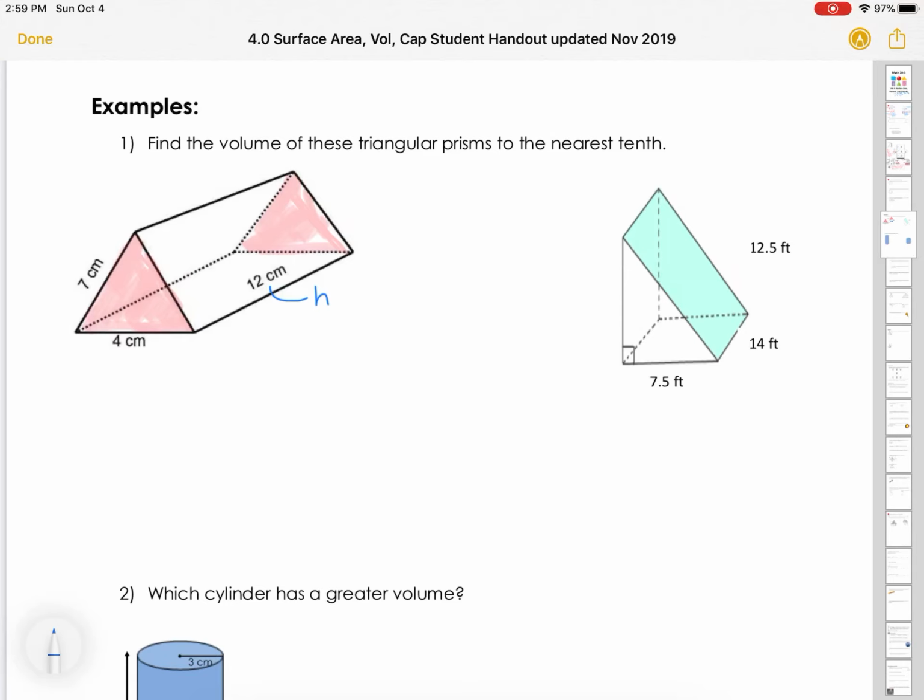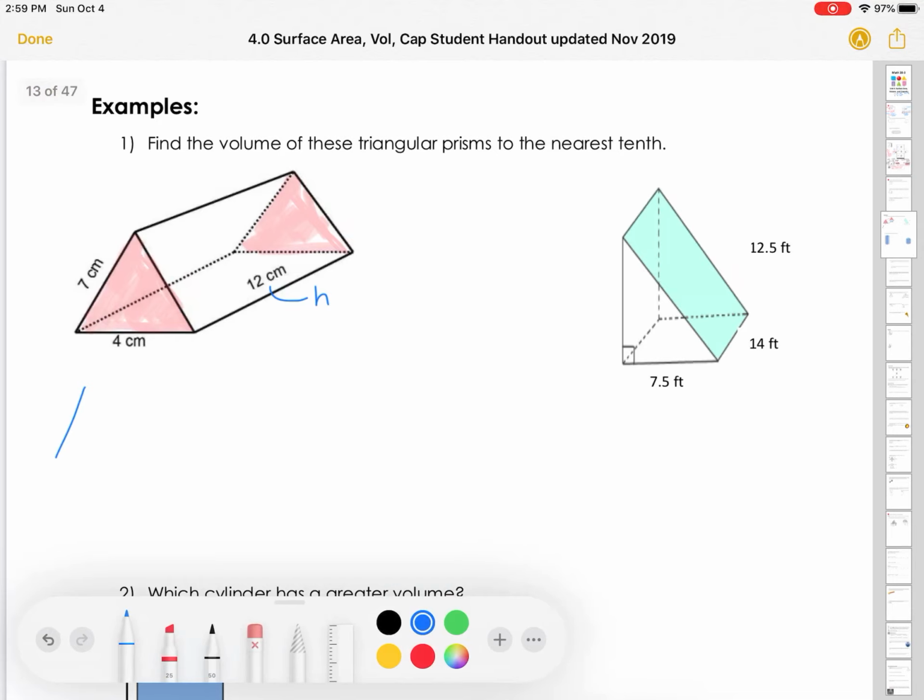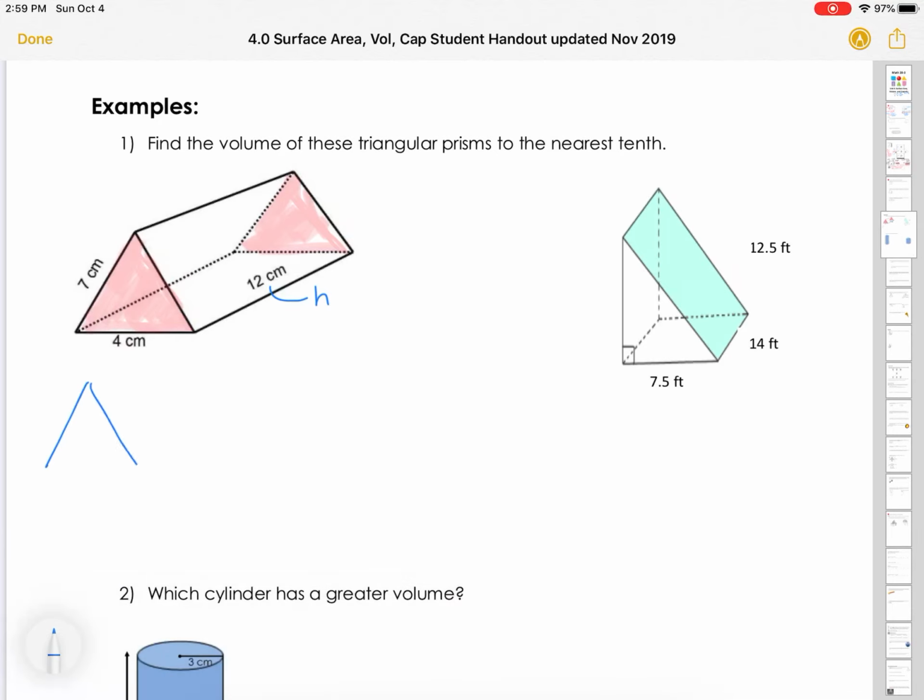Now we have to take this triangle and we need to find its height, okay? So if we're looking at the triangle, sorry, I'm going to redraw it here. And we draw our triangle in here. This is 4 centimeters. We know this side is 7 centimeters, but we actually want to find the height, right? So we need to find that. So x squared is going to equal the square root of 7 squared minus 2 squared.